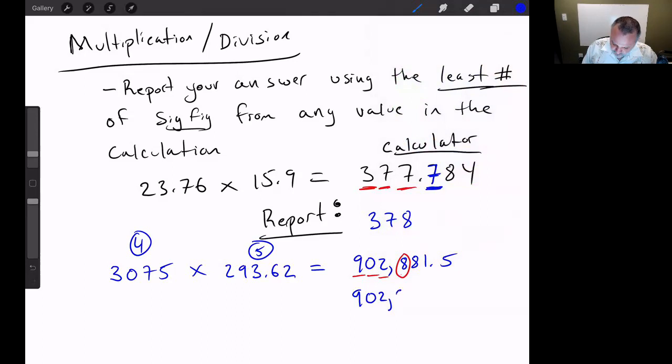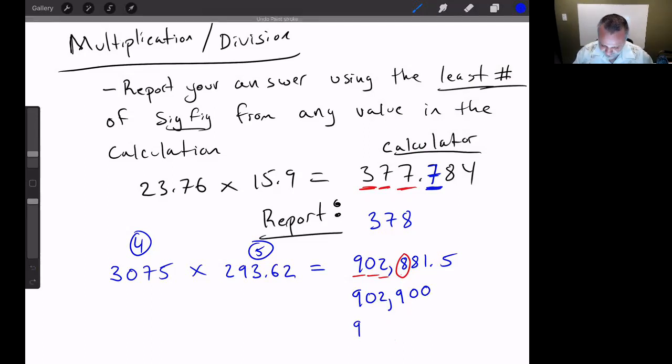So it's 902,900. That's okay as far as reporting your value, and in my class, that's a correct answer. But what have I done? Let's go back to this idea about zeros and significant figures. These are trailing zeros, and I absolutely need them to keep the value, right? Because without the zeros, it goes from 902,900 to 9,029, and that's not the same number at all. So I clearly need them.